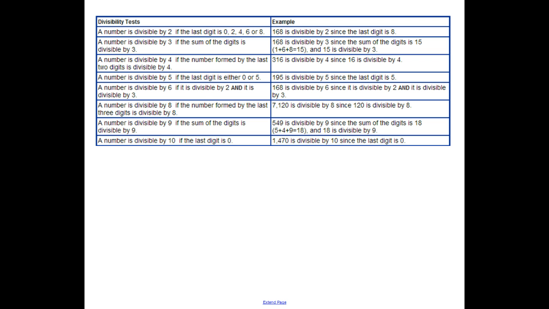You're also going to want to know your perfect squares and your perfect cubes. So for my perfect squares, 1 squared is 1, 2 squared is 4, 3 squared is 9, 4 squared is 16, so on and so forth. Keep going down. Your cubes are going to get a lot bigger, a lot faster.